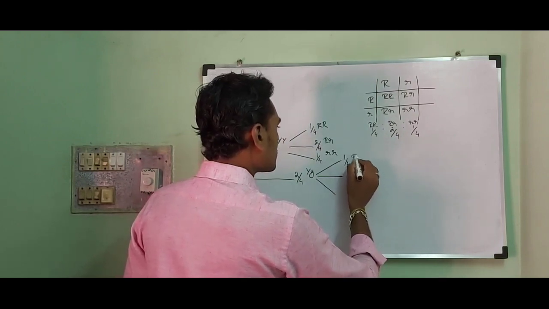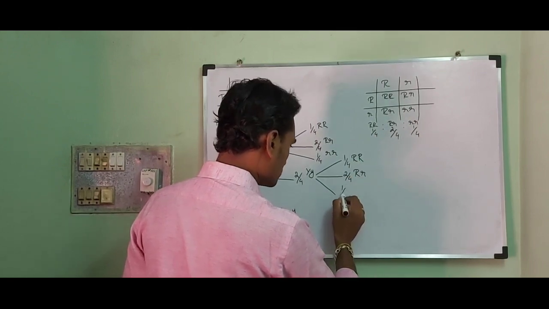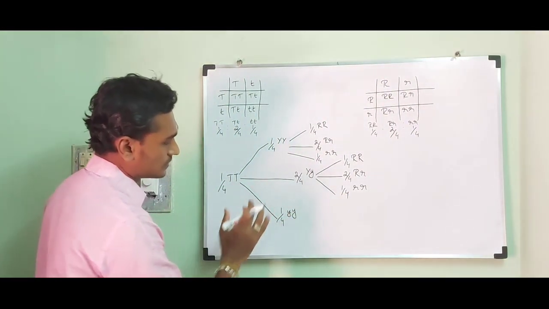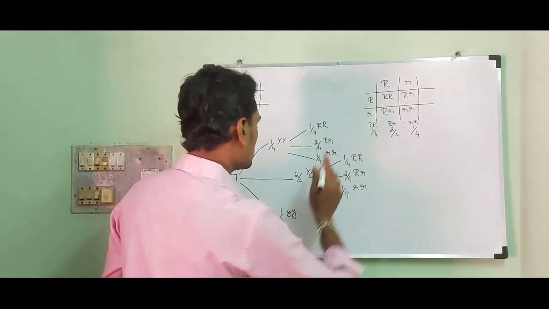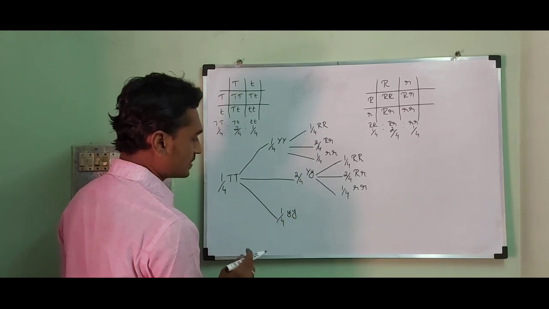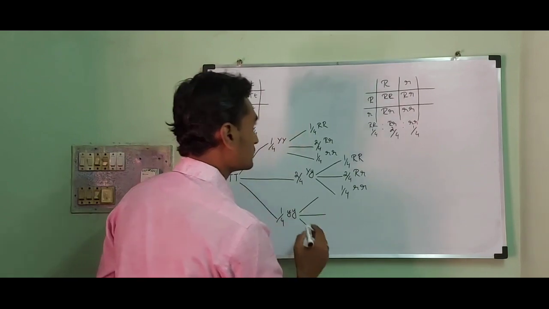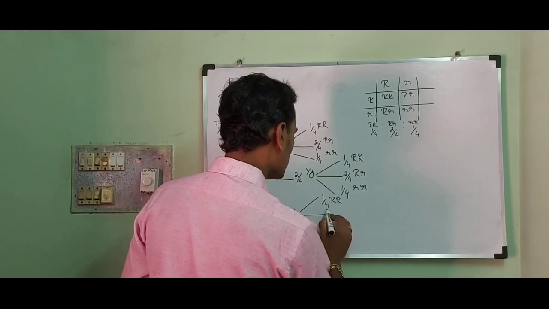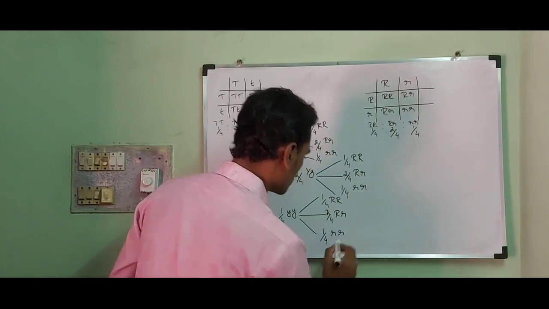1 by 4 capital R, 2 by 4 capital R small r, 1 by 4 small r. Likewise for this seed shape, seed color also. I am going to attach the value from the third square with the seed color. So again we have to draw the Forkline. 1 by 4 capital R, 2 by 4 capital R small r, 1 by 4 small r.